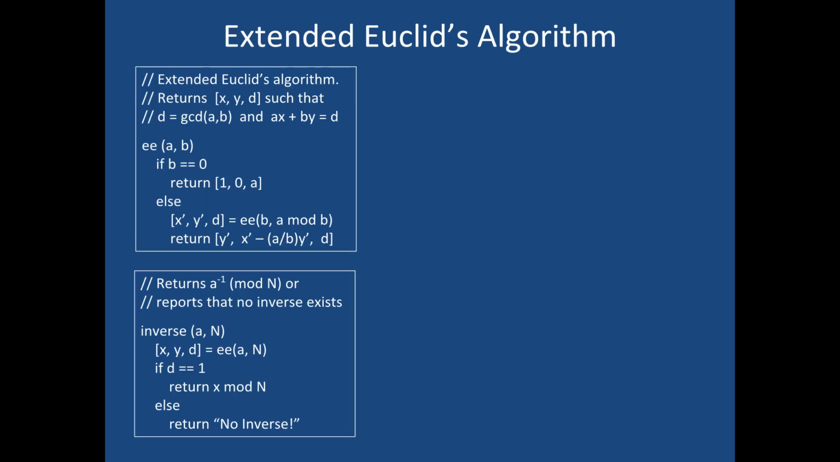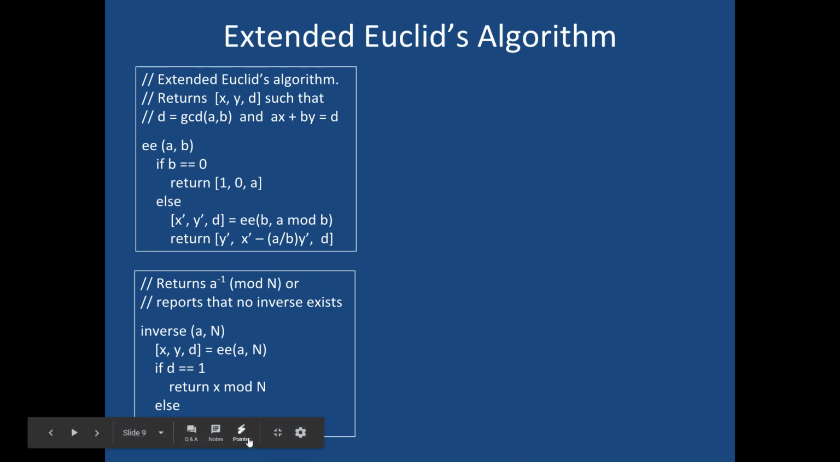Okay, here's the algorithm that does it. It's called extended Euclid. It's structured exactly like Euclid's algorithm, EE up here. So look at what EE does. It takes in an a and a b, and it returns an x, a y, and a d, such that d is the GCD and ax + by = d. So it returns a triple, 3 things: the x and the y that make that equation hold, and the d.